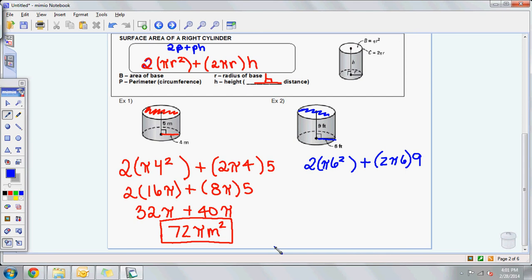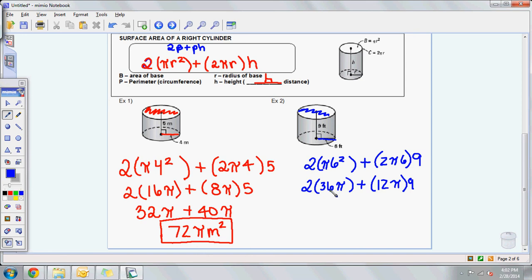All right, now my job is to simplify. I'm going to simplify what's in the parentheses first. So I have 6 squared. So 6 squared is going to give me 36. So I have 36 pi. Notice again, I'm writing that pi behind the number, just like I would a variable. Plus 2 times 6 is going to give you 12. So 12 pi times 9.